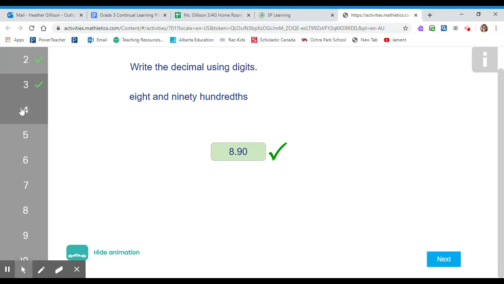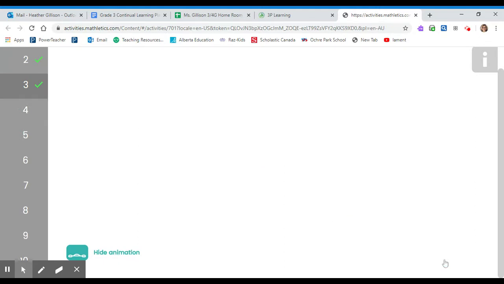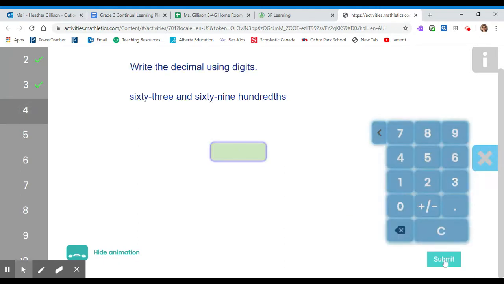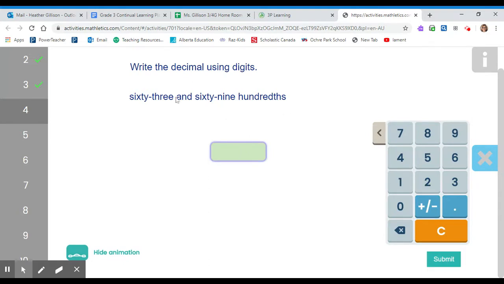Okay, let's do one more. Hopefully it's a hundredths. Yes, it is. Perfect. Okay, so 63. Ooh, now we've got a 2-digit whole number, right? Because they could go on for infinity. The numbers to the left of your decimal could go on for infinity. All right, so 63. So 63 and is represented with the decimal.